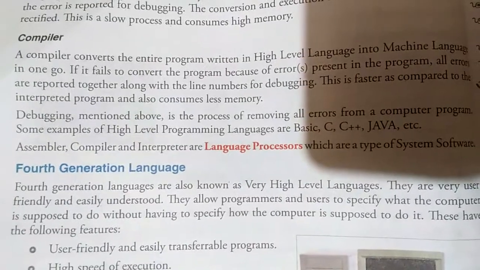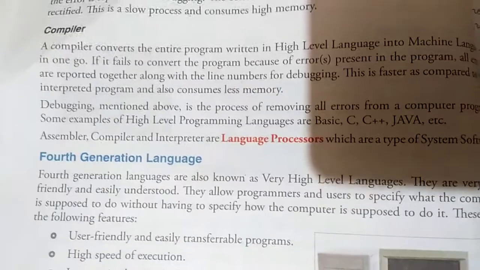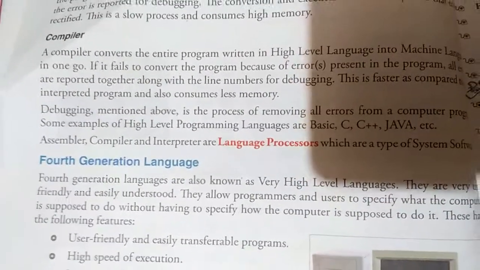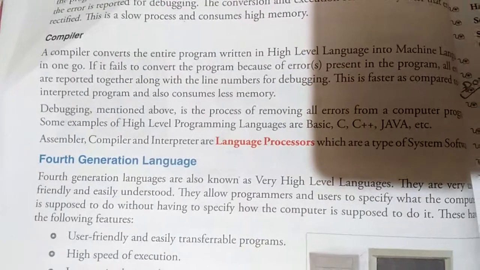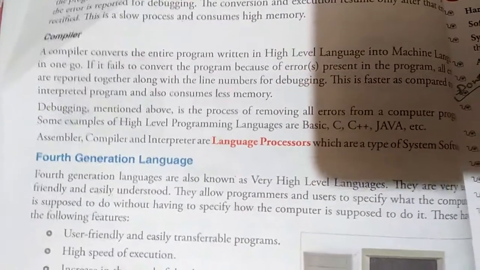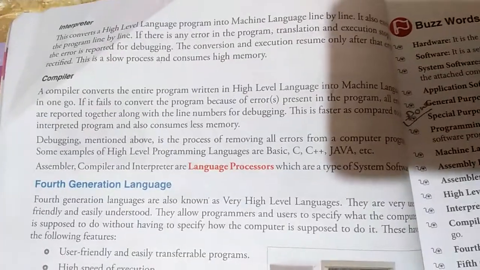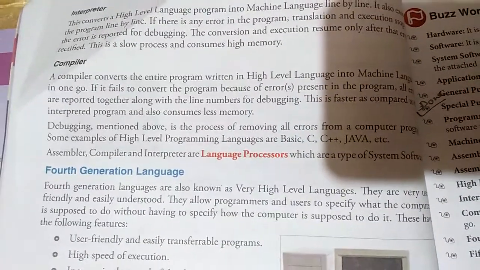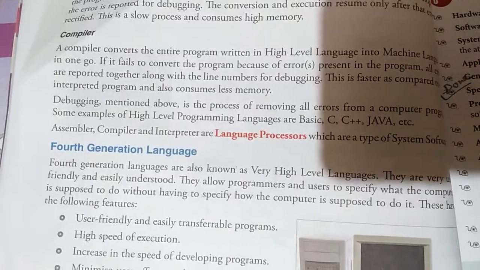Assembler, compiler, interpreter, language processor. These are the processors which are going to convert your language into processing data, and they are types of system software.